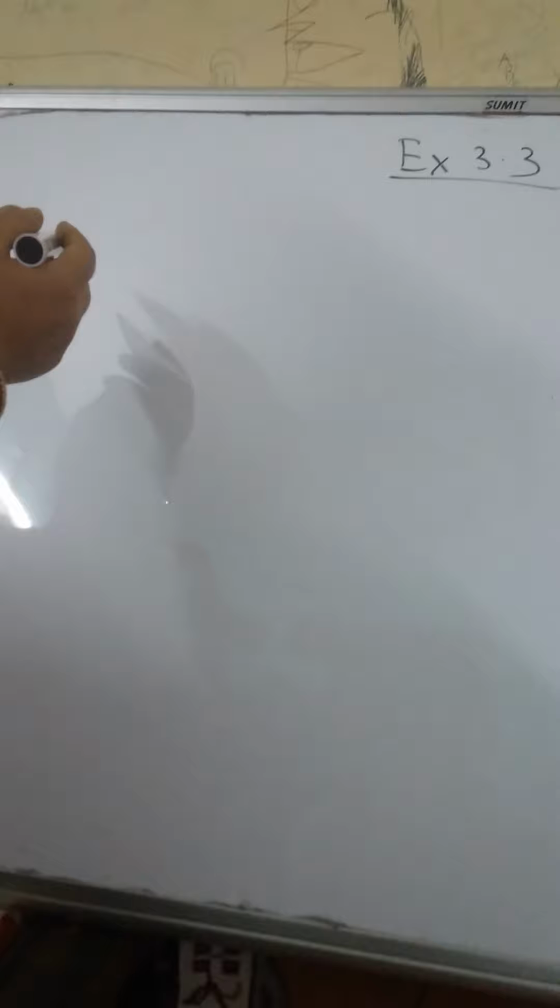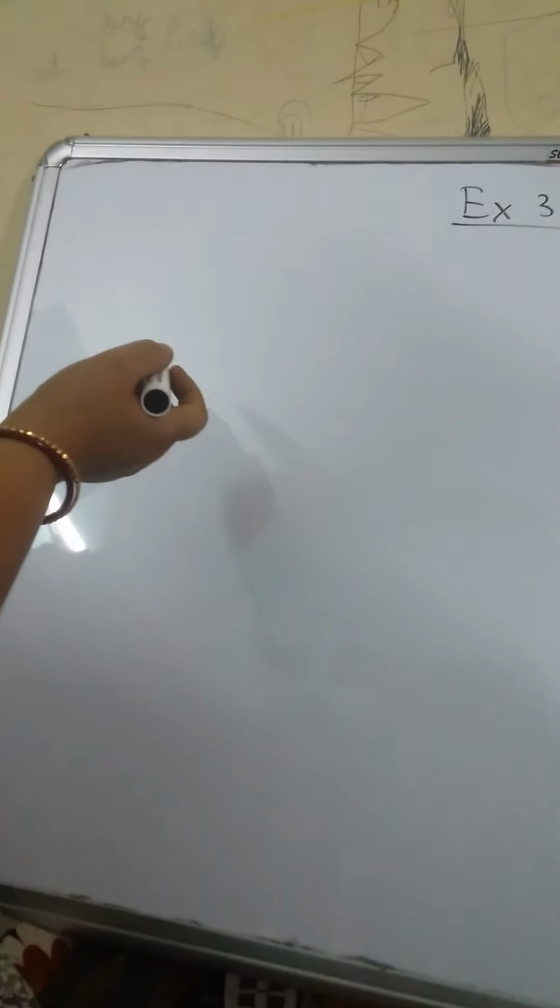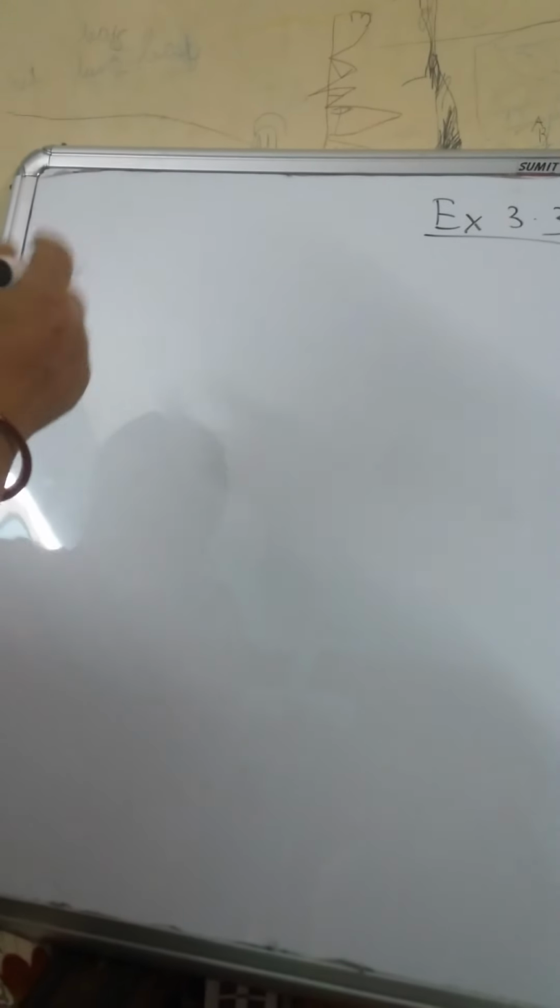Now, we have studied the properties of a parallelogram. What are the properties? Opposite sides are parallel and equal. Opposite angles are also equal, the sum of adjacent angles is 180 degrees, and the diagonals bisect each other.